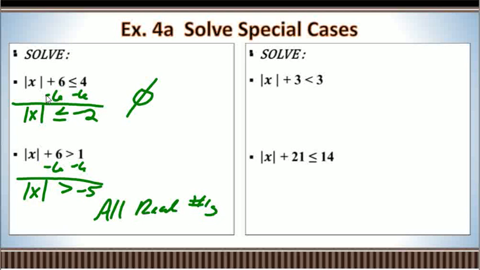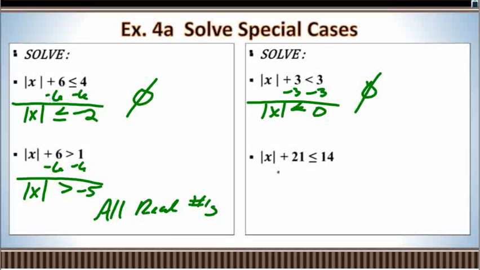Next one, absolute value of x plus 3 is less than 3. I subtract 3 on both sides. I get the absolute value of x is less than 0. For this one, because it's less than 0, that would be impossible, so no solution, because anything that comes out of the absolute value is always going to be greater than 0. It's going to be positive. It can equal 0, but it can't be less than 0.